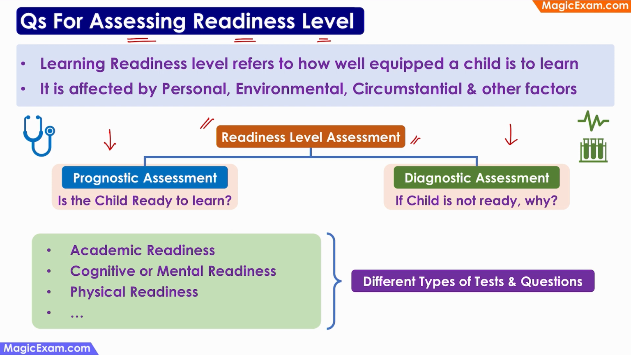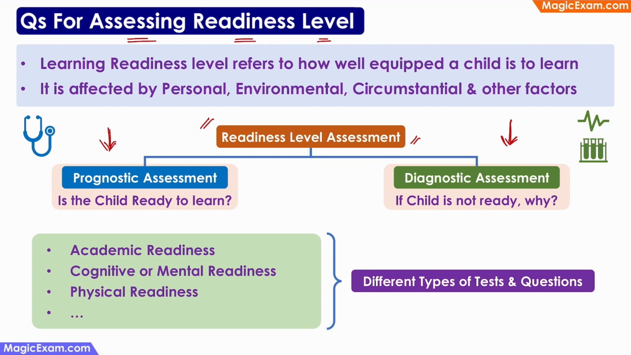Well, when you go to a doctor, the doctor will first use some basic instruments like a stethoscope and a thermometer to check whether you are well or not well. Now, if the thermometer shows that you are not well because you have very high fever, then the doctor will send you for diagnostics. That is, the doctor will ask you to give some blood samples or get some tests done so that he can find out why you are not well. So, a prognostic assessment will tell you whether you are well or not well.